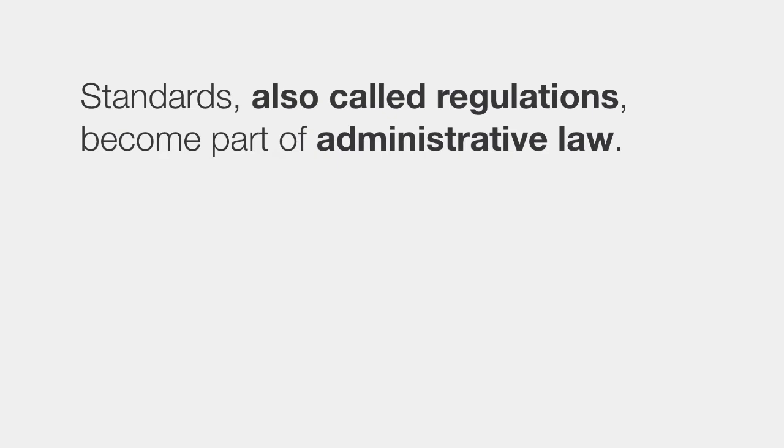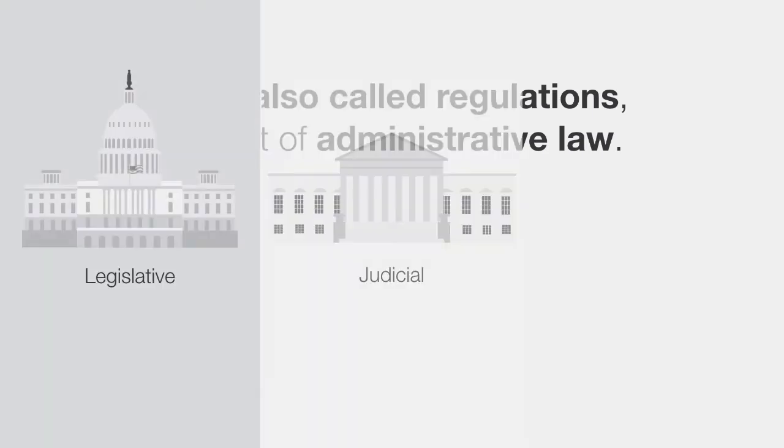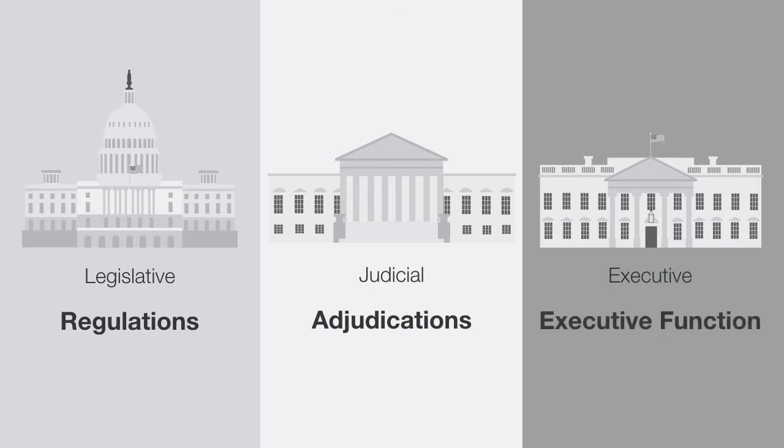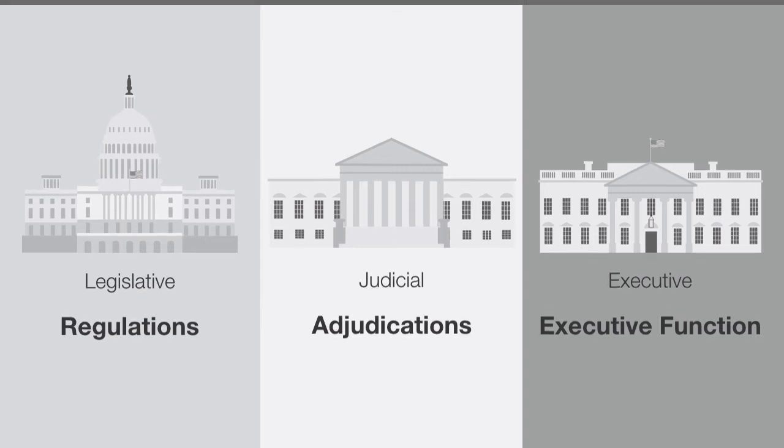Agency powers mirror those of the three branches of government: legislative, judicial, and executive. Regulations are similar to legislation. Adjudications, like judicial trials, provide an opportunity for a formal hearing. And the executive function can include the power to investigate wrongdoing and enforce laws and regulations. The enabling legislation determines which among the three powers a particular agency can exercise.